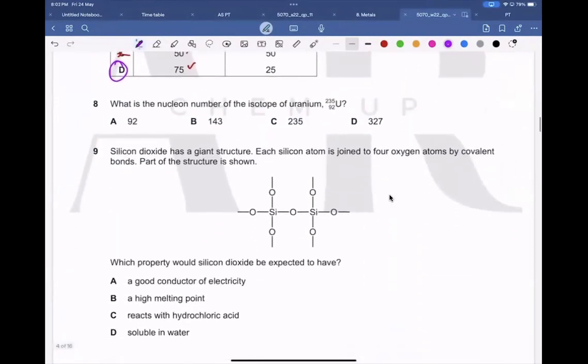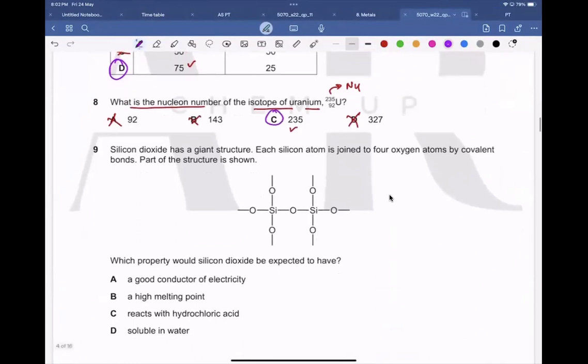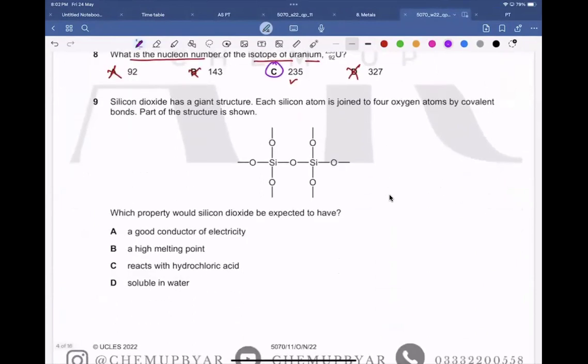Now question number 8. What is the nucleon number of the isotope of uranium? Okay, so the nucleon number is the bigger one. So it's the nucleon number. So it's correct. So A, B, and D go wrong, and C is the correct answer. Yes.